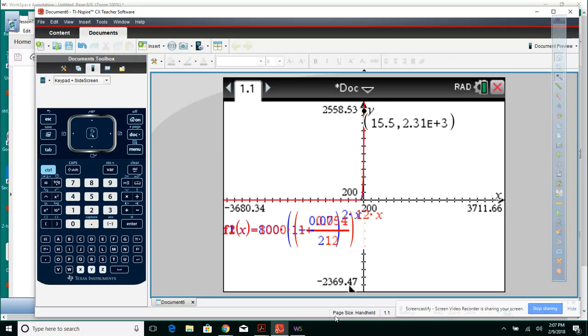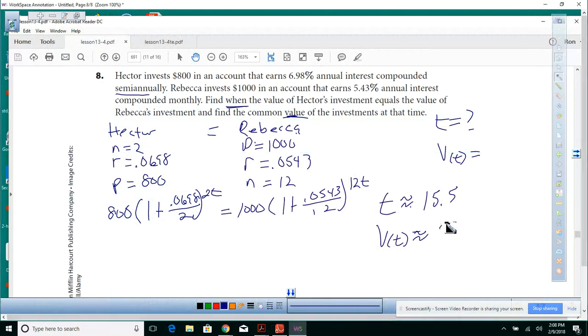And then the value is, again, an approximation. That's 2.31 e plus 3. Now, that's scientific notation, and it means that's $2,310. Okay, e plus 3 means go to the right. 1, 2, and then 3. All right. Now, that's going to give you close, and you'll probably be able to find the right answer on the test.